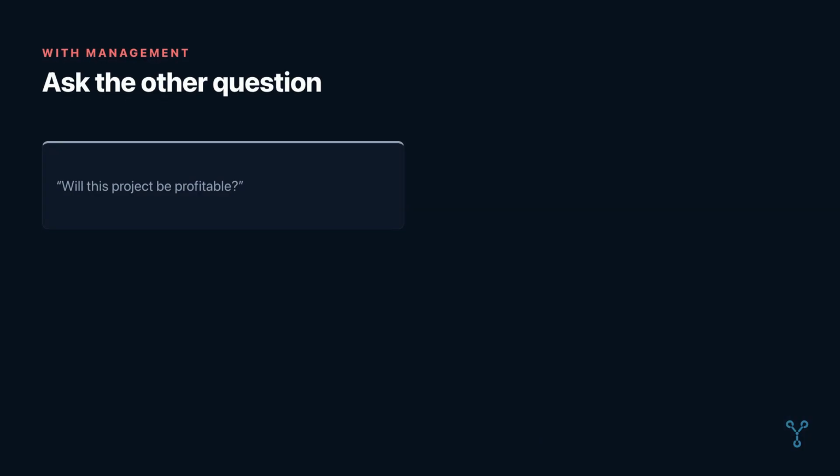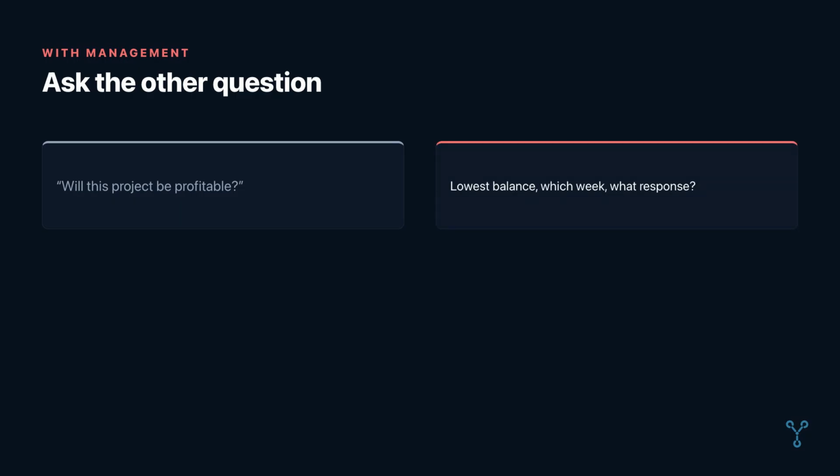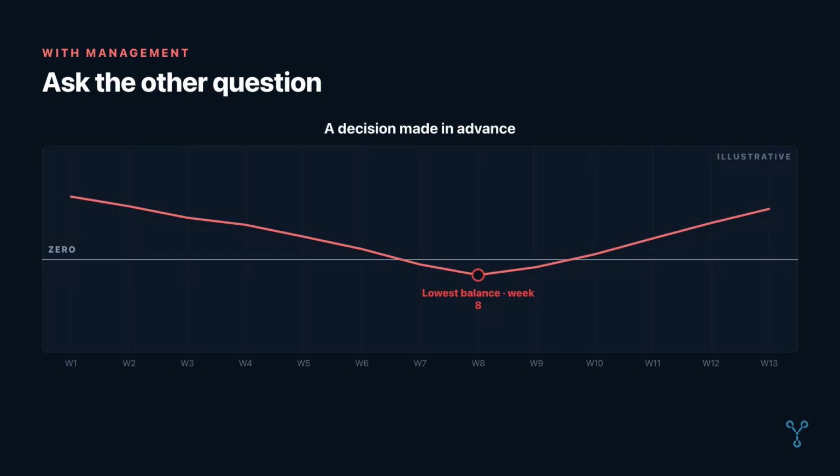The important conversation with management is not, will this project be profitable? It is, what is the lowest expected cash balance, in which week, under a realistic payment delay scenario, and what is our approved response? That question turns a crisis into a decision made in advance.